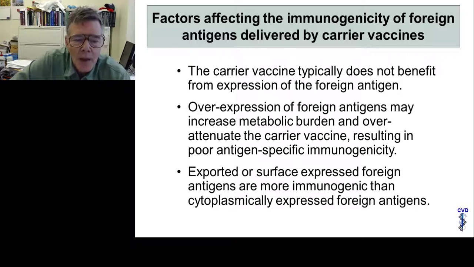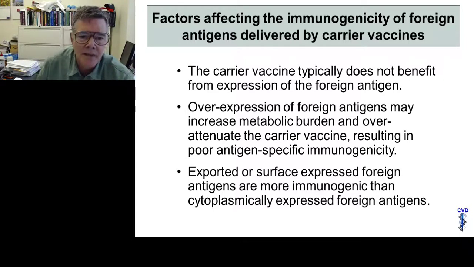Okay, so what are the factors affecting the immunogenicity of foreign antigens? It's very important to understand that the carrier vaccine typically does not benefit from expression of these foreign antigens. For example, in this presentation we're going to discuss development of an anthrax vaccine where we target protective antigen PA83 from anthrax toxin. So we're going to express PA83 in our carrier vaccine.